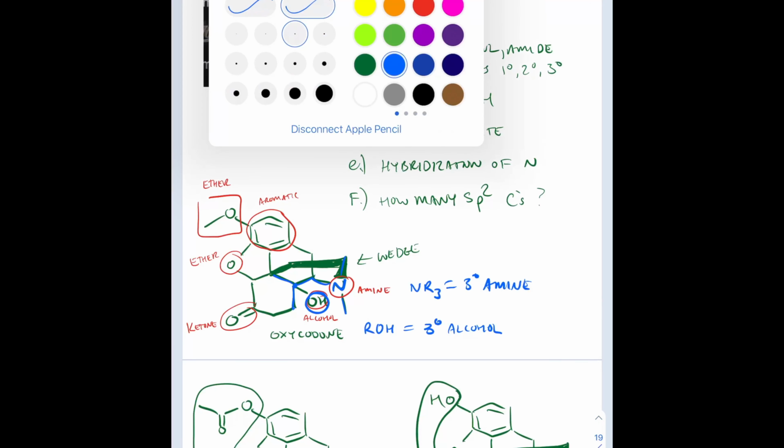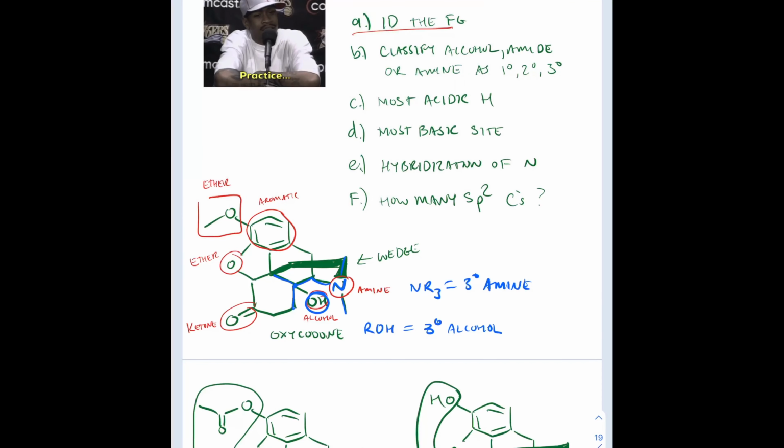And we don't have an amide, so we are moving on. So let's try black. Most acidic proton. Where is the most acidic proton? So that's also the alcohol. Okay, so I'll put ROH here.